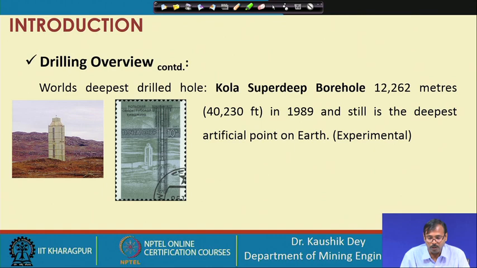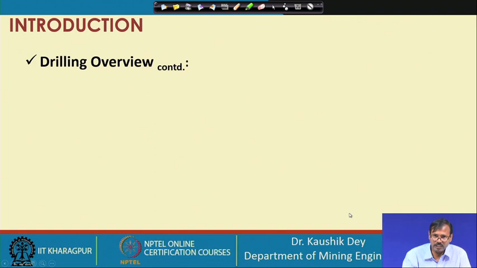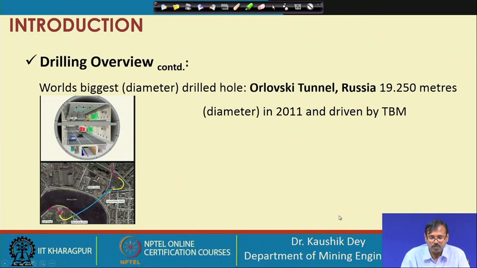And so far, if you are considering, this is the deepest artificially created point on the earth. So, that means we have significantly achieved if you are considering the depth of drilling. But if you are considering the diameter of the drilling, then the tunnel boring machine, which is a special type of drill machine designed for the horizontal drilling, they are creating huge excavation in the horizontal drilling.